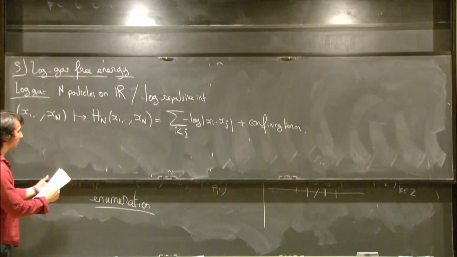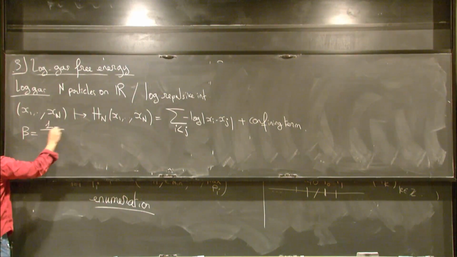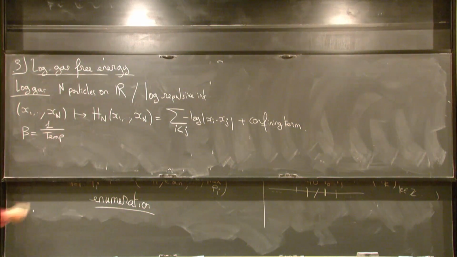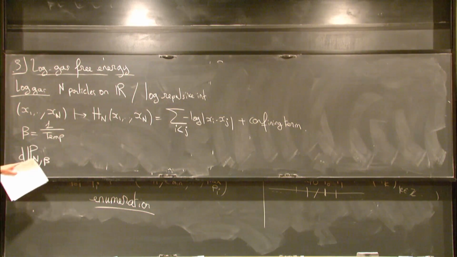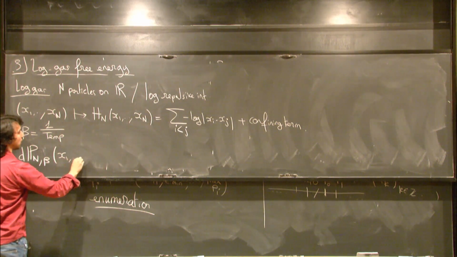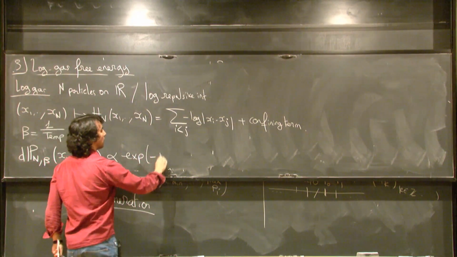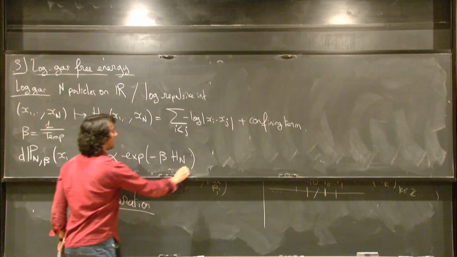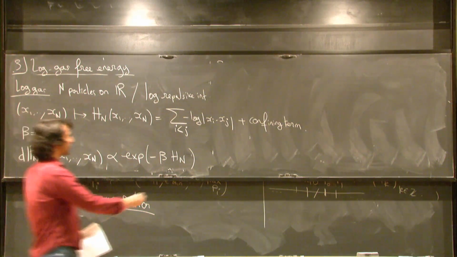And then, in statistical physics, you introduce a parameter beta, which is the inverse of the temperature, and you look at the system as being random. So you introduce a probability measure on all possible positions. The probability of observing them is like exponential of minus beta times the energy. So if you have a high energy, it's unlikely that you're going to observe it. That's called the Gibbs measure.